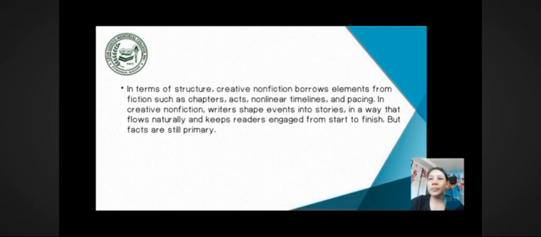So the next one is structure. In terms of structure, creative nonfiction borrows elements from fiction such as chapters, acts, nonlinear timelines, and pacing. So they say that writers shape events into stories in a way that flows naturally and keeps readers engaged from start to finish, but facts are still primary.